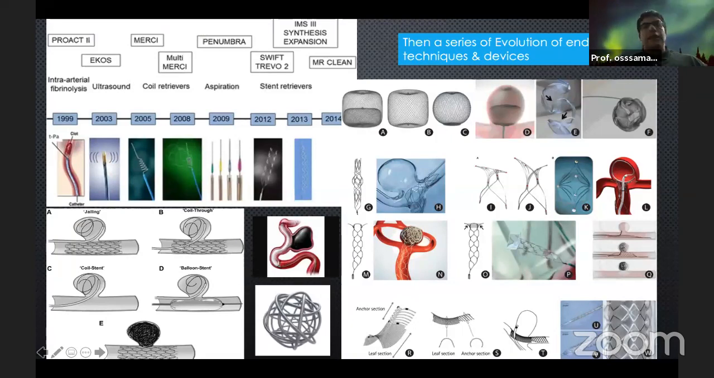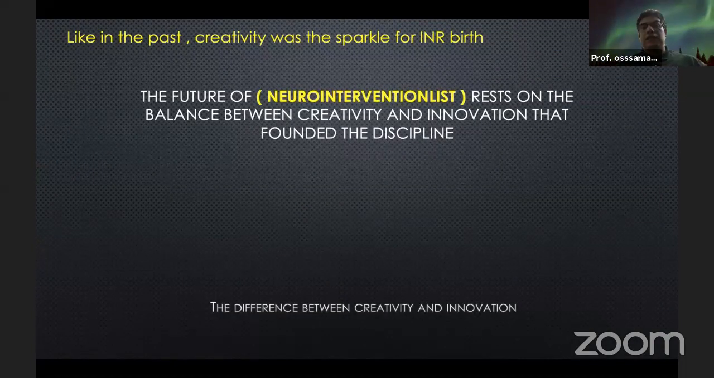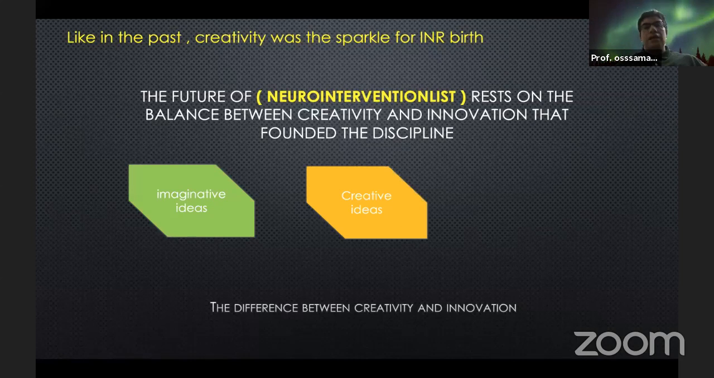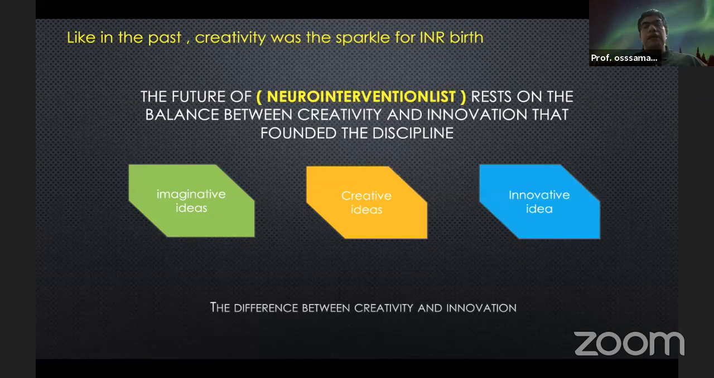So like in the past, creativity was a spark for the neurointerventionalists. I think the future of neurointerventionalists rests on the balance between creativity and innovation that founded our discipline. And I think these are the stages of how to realize an idea. The idea starts as an imaginative idea, and then we use creativity to realize it. And if we are innovative enough, we can maximize the utilization of such an idea for the sake of the population, or a large group of the population.